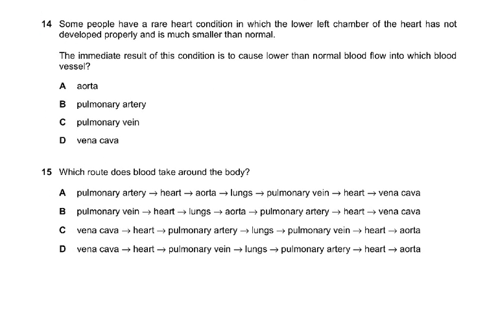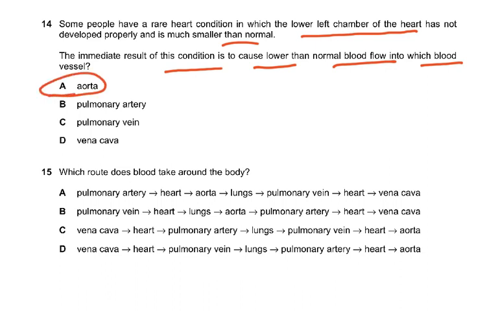Some people have a rare heart condition in which the lower left chamber of the heart has not developed properly, much smaller. The immediate result of this condition is lower than normal blood flow into which blood vessel? Basically, that's very easy. Which blood vessel? The aorta, because from the left ventricle arises the aorta.